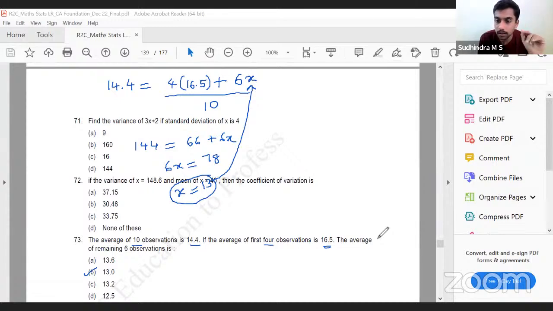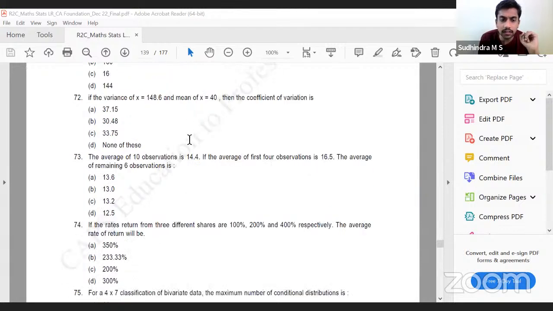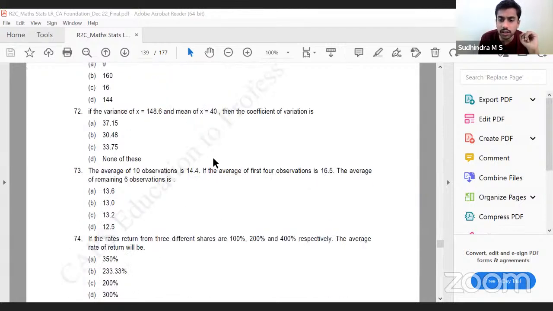Understood? Yes. Okay. So that was question number 73. Next question. If the rates of return from 3 different shares are 100%, 200%, and 400% respectively, find the average rate of return. 200%. Very good.